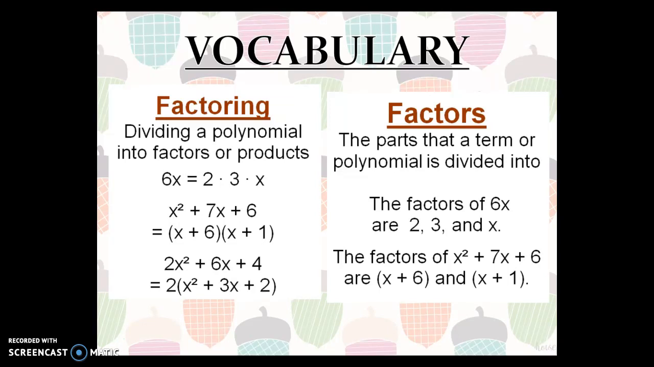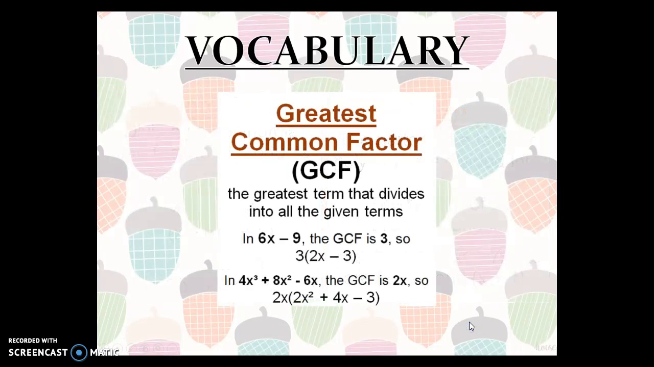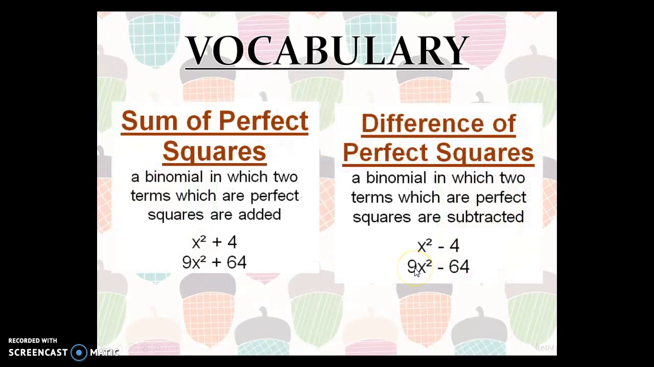Factors are what make up something. So we have 6x. 2 times 3 will give you 6, and then the x. So it's just breaking apart something into pieces. Those are the factors. Okay, greatest common factor is just that. It's the biggest factor they have in common. The greatest common factor is the biggest factor they have in common.